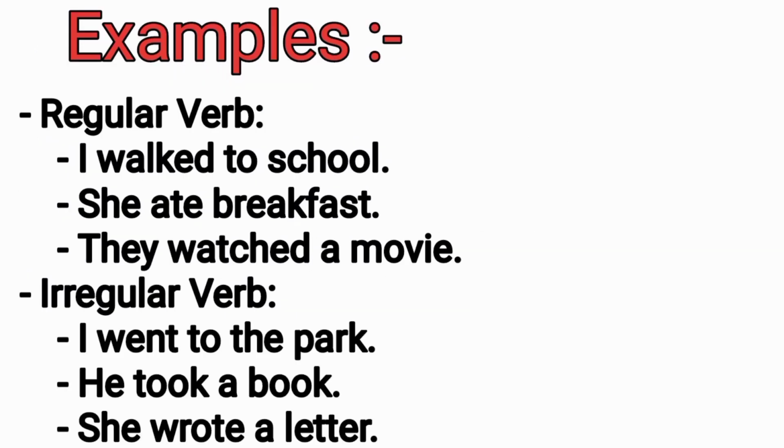Here are examples. Regular verbs: we can say, I walked to school. She ate breakfast. They watched a movie. Next we have irregular verbs: I went to the park. He took a book. She wrote a letter.